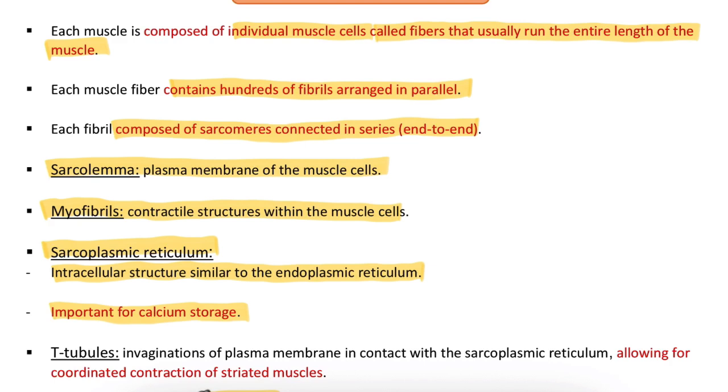Now we are going to see the sarcoplasmic reticulum. The sarcoplasmic reticulum is specialized endoplasmic reticulum in muscle cells. It stores and releases calcium ions needed for contraction. Next one.